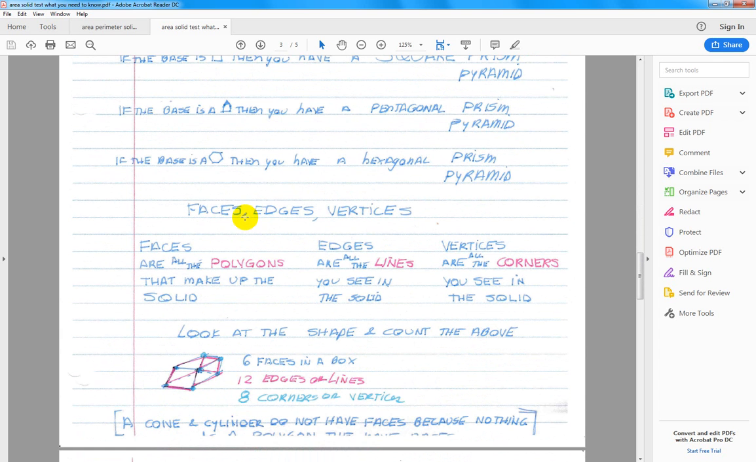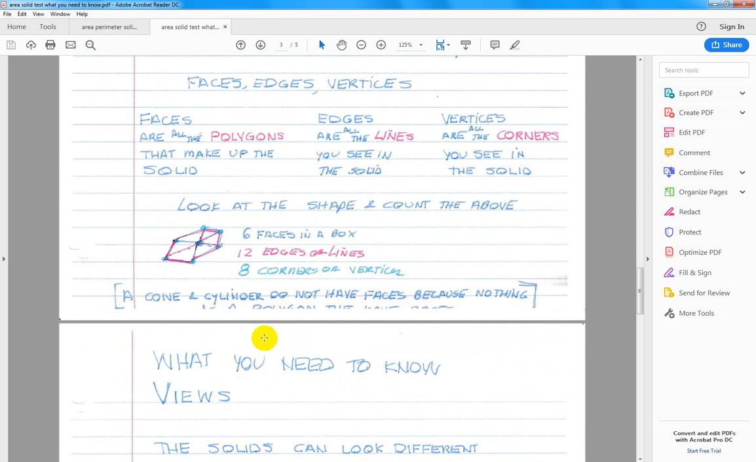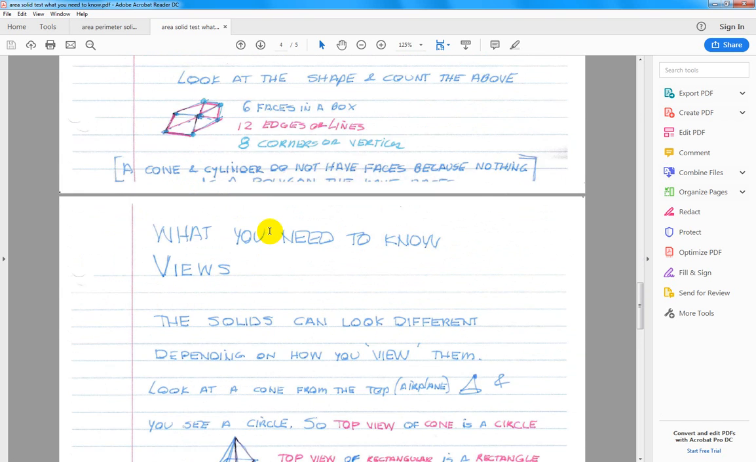Okay, and then two last things, faces, edges, and vertices. Faces are polygons. Those are the surfaces of the thing. The edges are all the lines that you can count to make up this thing, and the vertices are the corners that you count. Hopefully, the teacher will give you a picture, and then you just count the lines, count the corners, and count the faces.